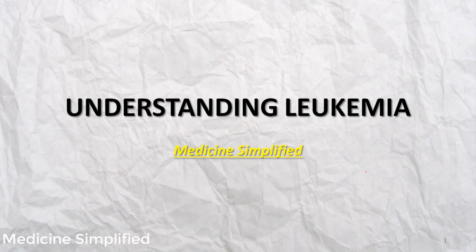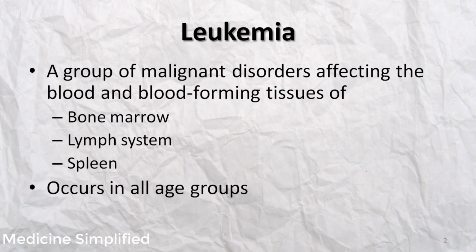Today we will understand about leukemia, its etiology, pathophysiology, classification and clinical features. So what is leukemia? It is a group of malignant disorders affecting the blood and blood forming tissues of bone marrow, lymph system, spleen. It occurs in all age groups.